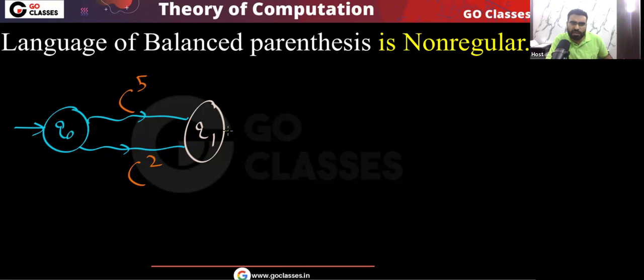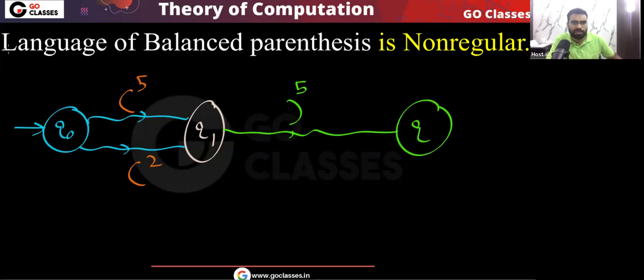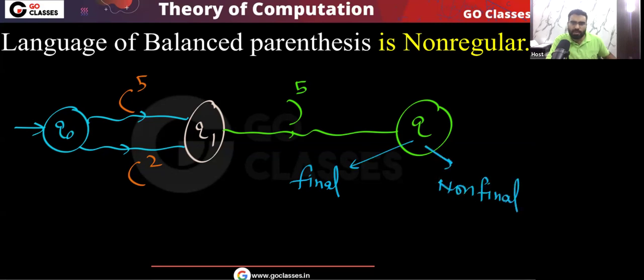Consider what will happen from this state q1. If the string closed parenthesis power 5 comes, where will you go? Will this state be final or non-final? This is the problem. If I make this state final, then there is a problem. If I make it non-final, then also there is a problem. Are you getting my point?